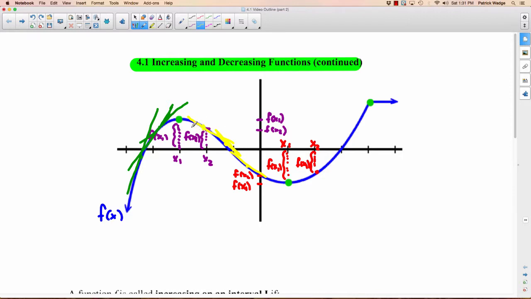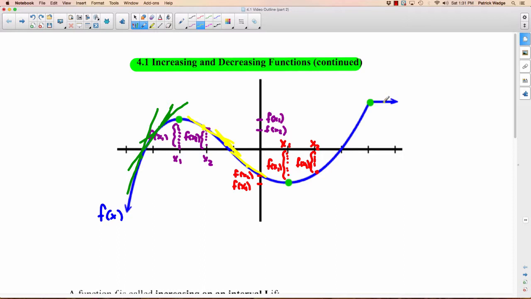So you can see how figuring out the slope of the tangent, which thankfully we can do by just getting the derivative, will help us see whether the function is increasing or decreasing without even graphing the function. That's the key. We don't want to graph the function.